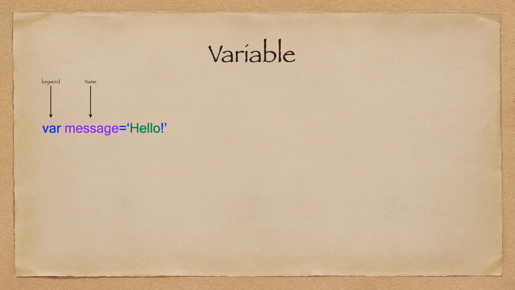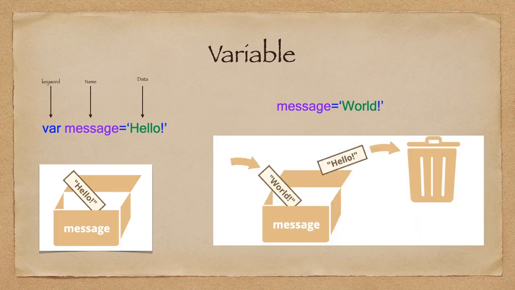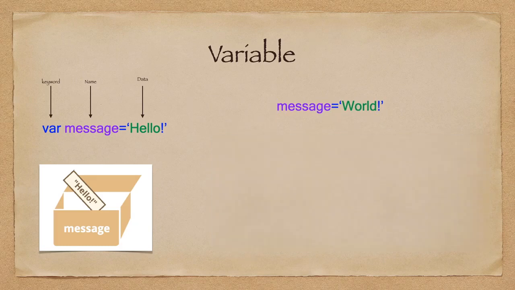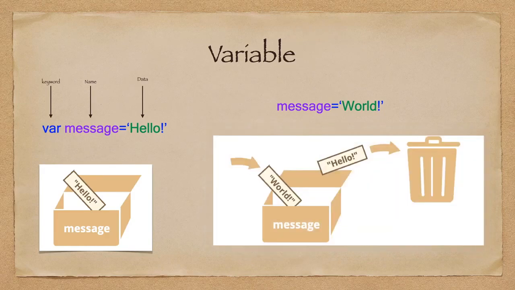Learn how to create a variable in JavaScript. In JavaScript, variables are declared with the keyword var followed by the variable name and value. Value is optional. In this example, variable message is created with value hello. If we want to reuse the message variable with a different value, we achieve this by message equals world.